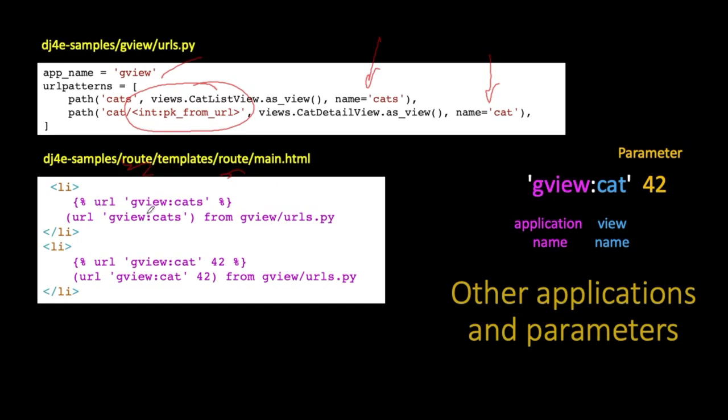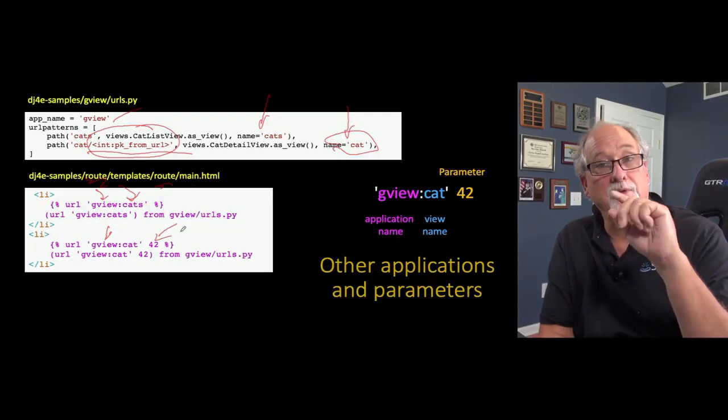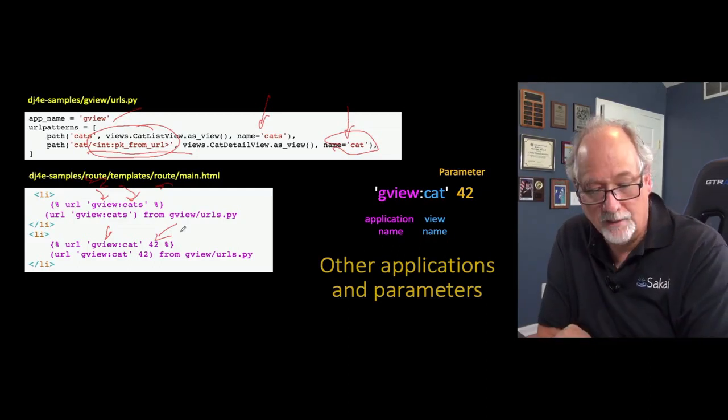main.html, and we can now create a URL that is actually pointing to another application and a view within that other application. So this is a URL for gview:cats, and that'll just look it up. So now we don't even have to know what the URL patterns are inside of gview/cats. Now, we can look at gview:cat, which is this URL, but you'll notice that this has a parameter, and so we actually have to add a second parameter, which is that 42 number. And so this will generate the URL straight to the detail page for a single cat.